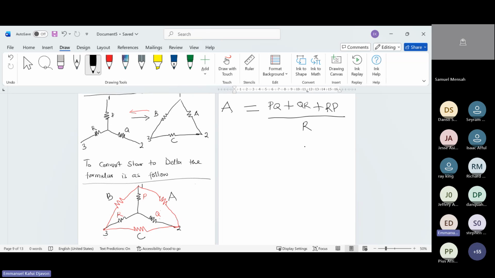Somebody will ask me, why are we using R? Someone will say, why are we using R? Not because they are resistors. You see the A here. This A is facing this R. Are you there?